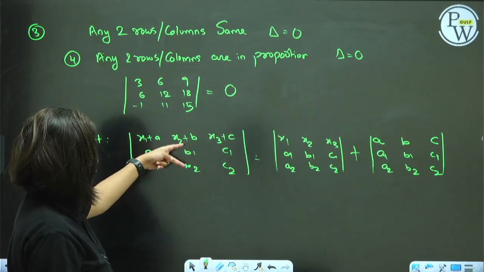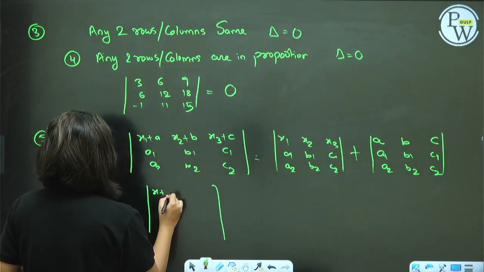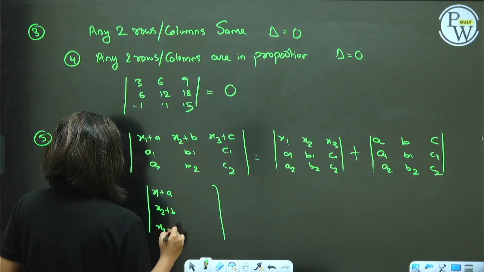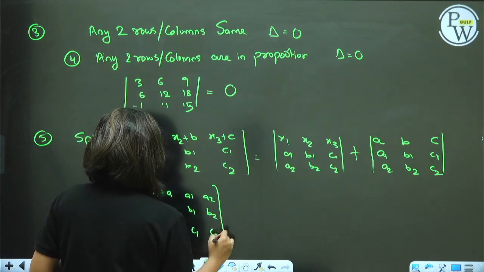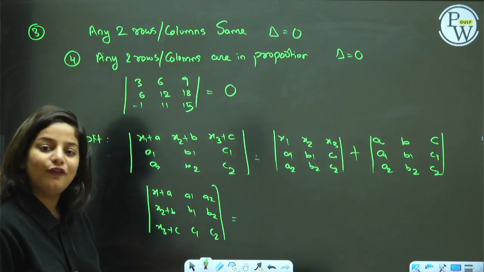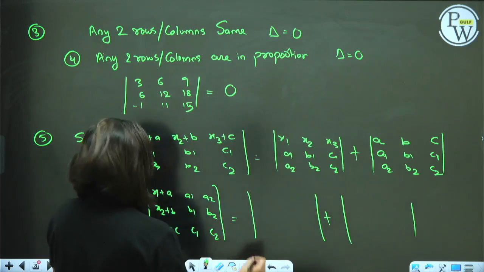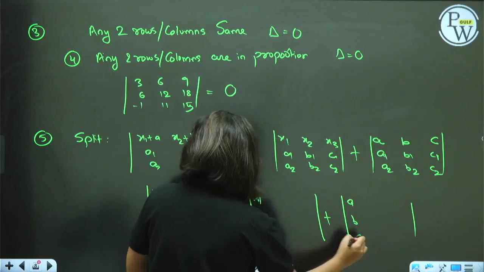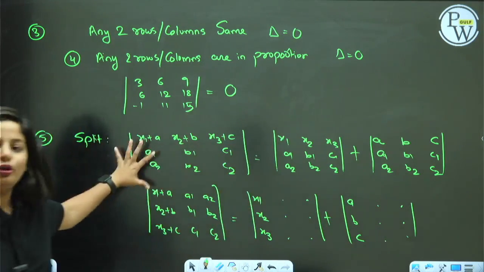Can we similarly do it for a column? If any column is given in two parts, example x1 plus a, x2 plus b and x3 plus c, and everything else is a1, b1, c1, a2, b2, c2, can we divide it into two parts? Of course you can do that also. Your first column will have x1, x2, x3. The next part will have a, b, c. The rest of the columns remain the same. Do you get the fifth property? Yes, it is useful while solving questions.